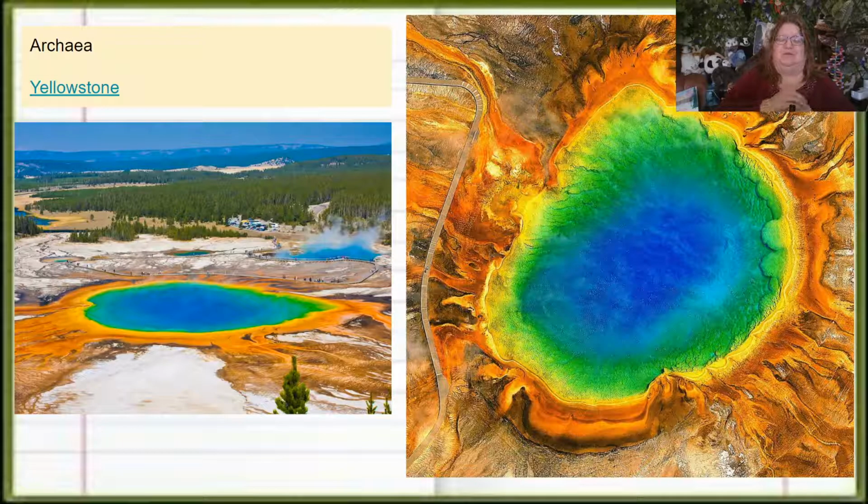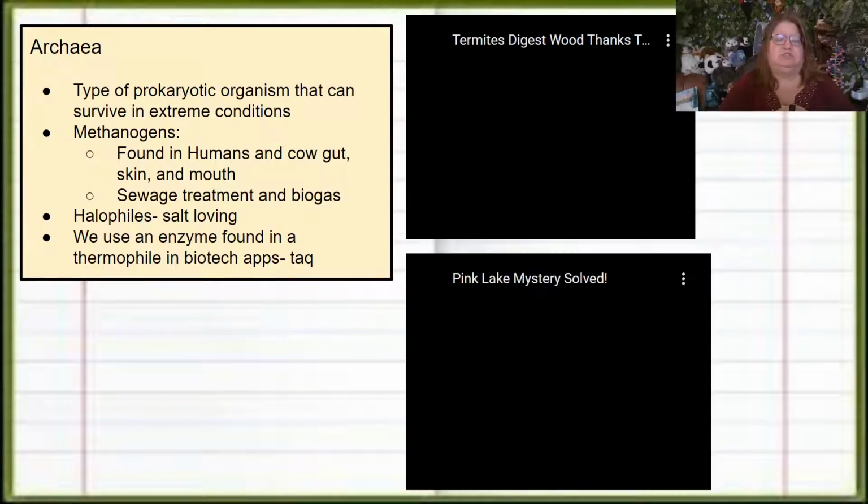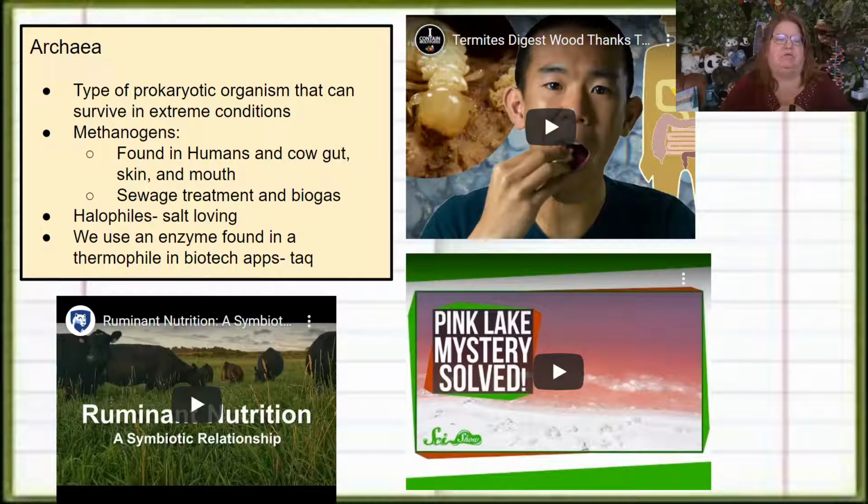You're going to watch a series of short films on archaea. And remember, archaea is a type of prokaryotic organism that would be found in extreme conditions. So think about the anaerobic conditions inside a cow's gut or a human's intestine. Think about sewer treatments or swamps where we see very little oxygen, or areas that have a lot of salt or high temperatures. All of these are examples of archaea.